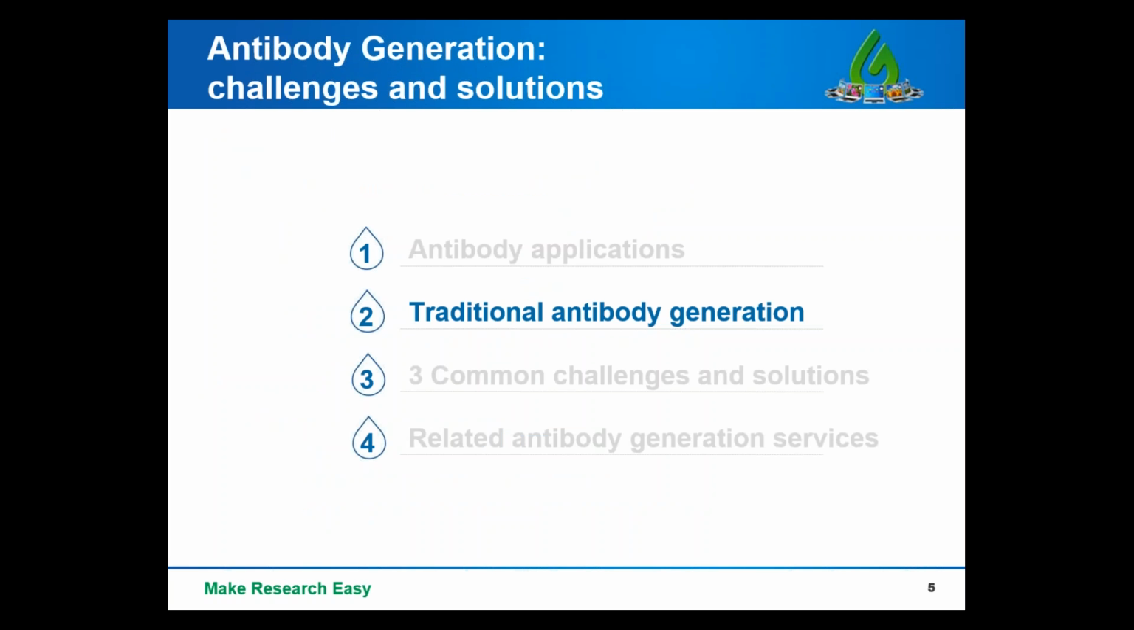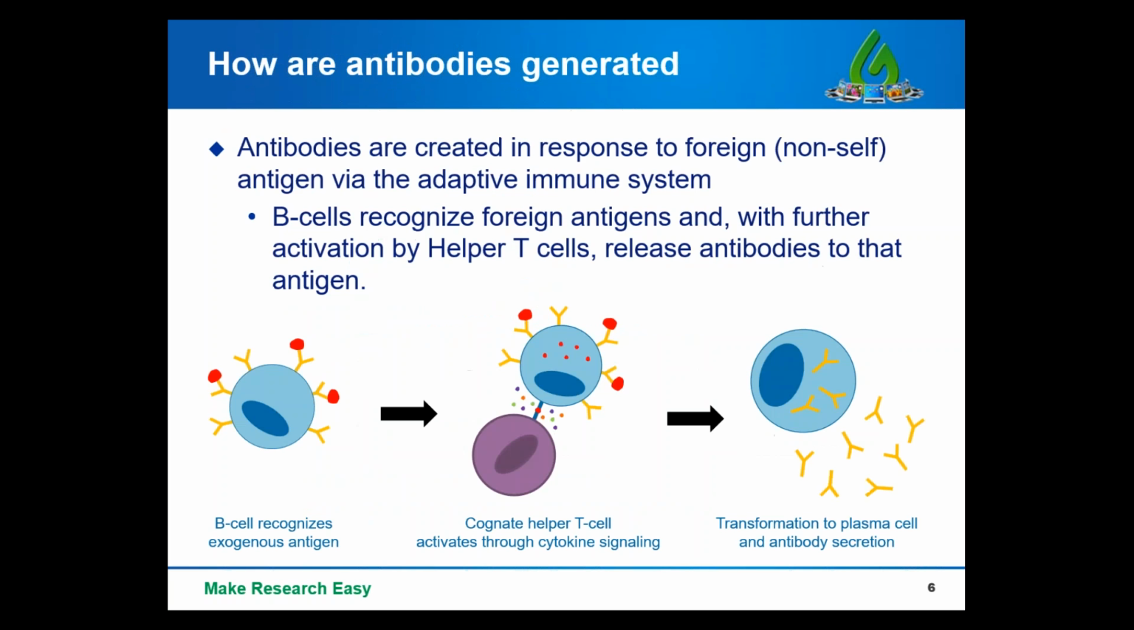While there are some alternative methods of generating antibodies, most antibody projects still begin within the framework of traditional antibody generation. In order to understand the antibody generation and its potential difficulties, we first need to look at the mechanism of immune response. At its core, the process begins with receptors on B cells specifically binding to foreign antigen.